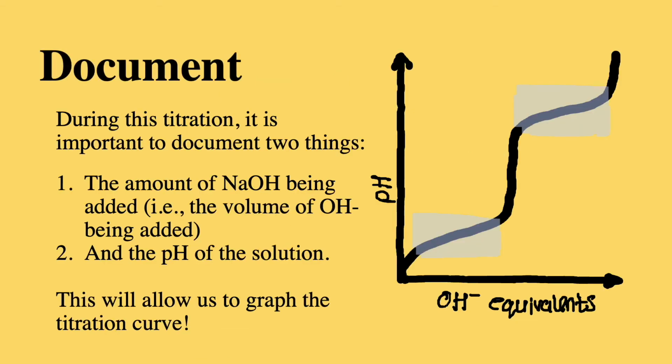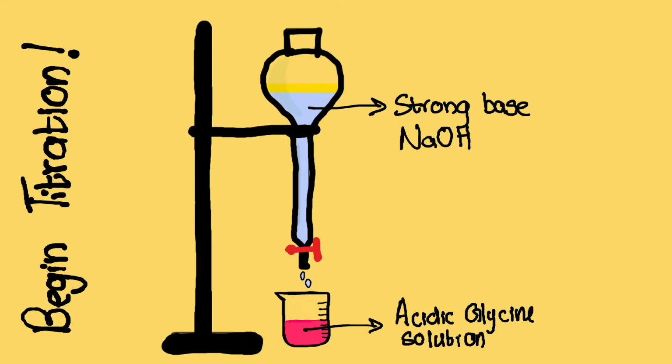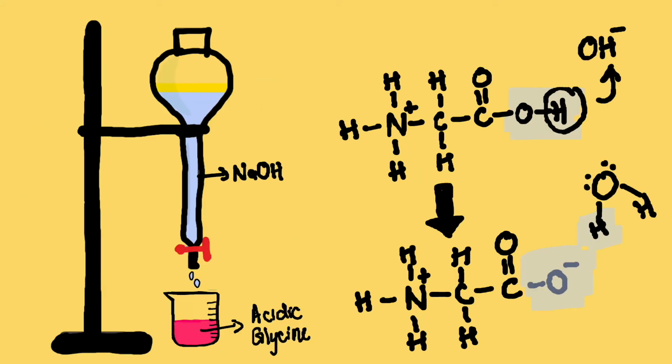During this titration, it is important to document two things. Firstly, the amount of NaOH being added and the pH of the solution. Once everything is set up, the titration begins. As the acidic glycine solution is being titrated with NaOH, the carboxyl group will begin to deprotonate first. This is because the carboxyl group is acidic compared to the amino group, and we know that acids are compounds that give up their proton or H+ ions very easily.